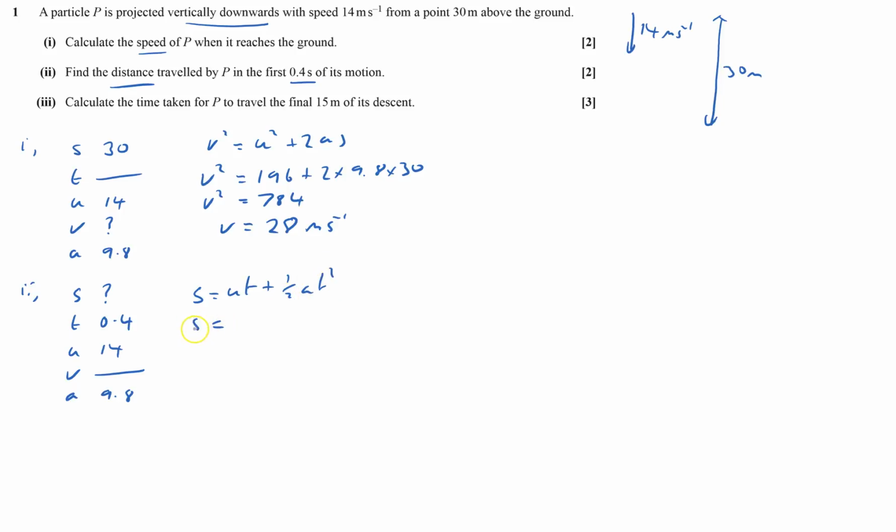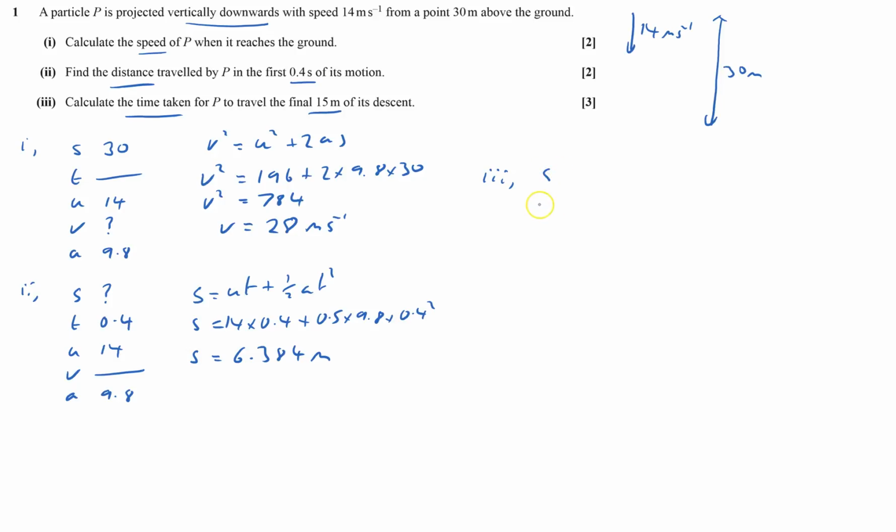And so S equals 14 times 0.4 plus 0.5 times 9.8 times 0.4 squared, and that gives me S equals 6.384 meters. Part 3, calculate the time taken for P to travel the final 15 meters of its descent.